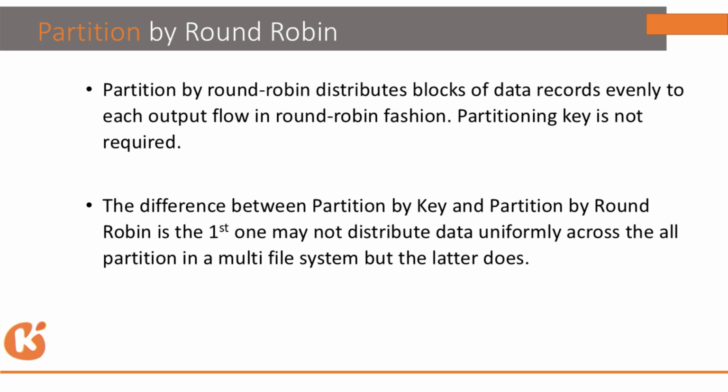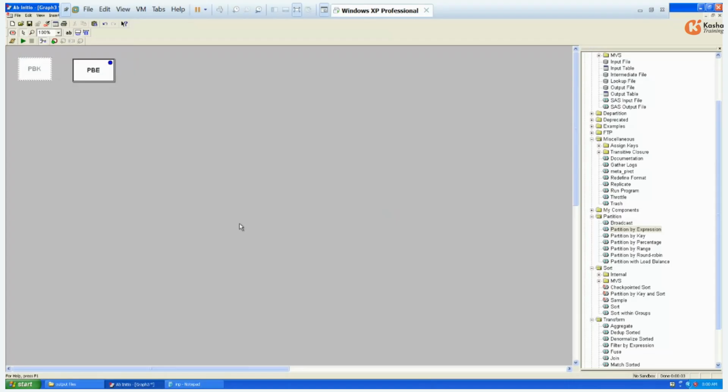If you give block size as 2, it will take the first 2 records to the first partition, the third and fourth to the second partition, 5 and 6 to the third partition, 7 and 8 again to the first partition. So it will equally distribute the records among different partitions based on the block size. You got it, right? In a round robin fashion, the data will get distributed. So let's see how it works.